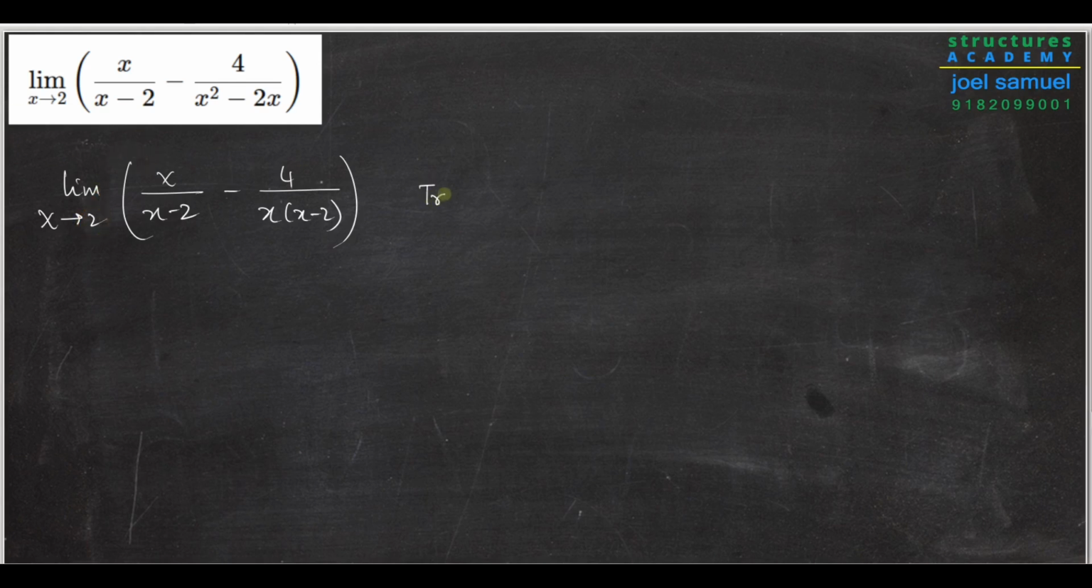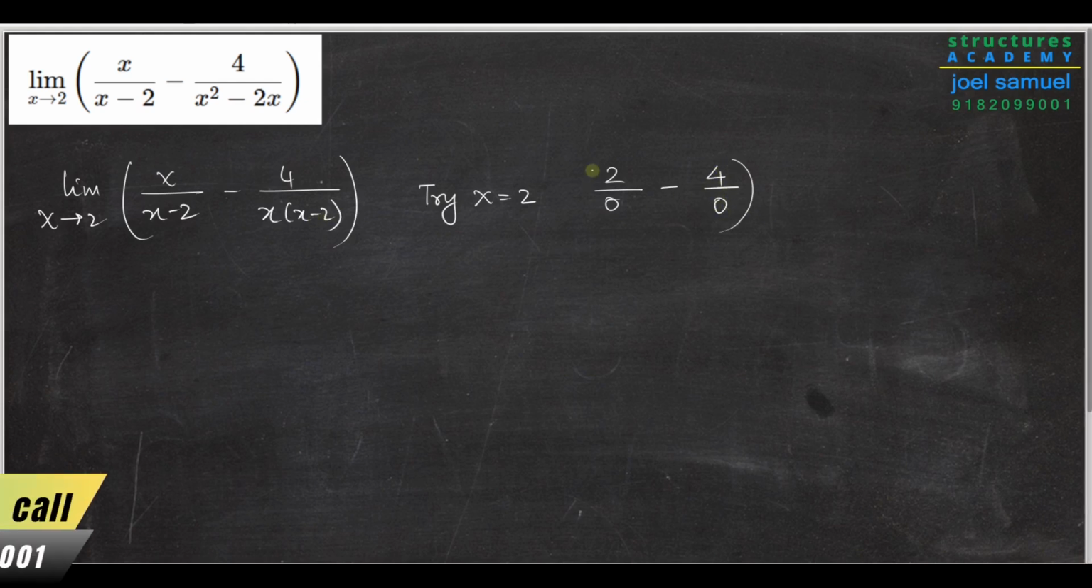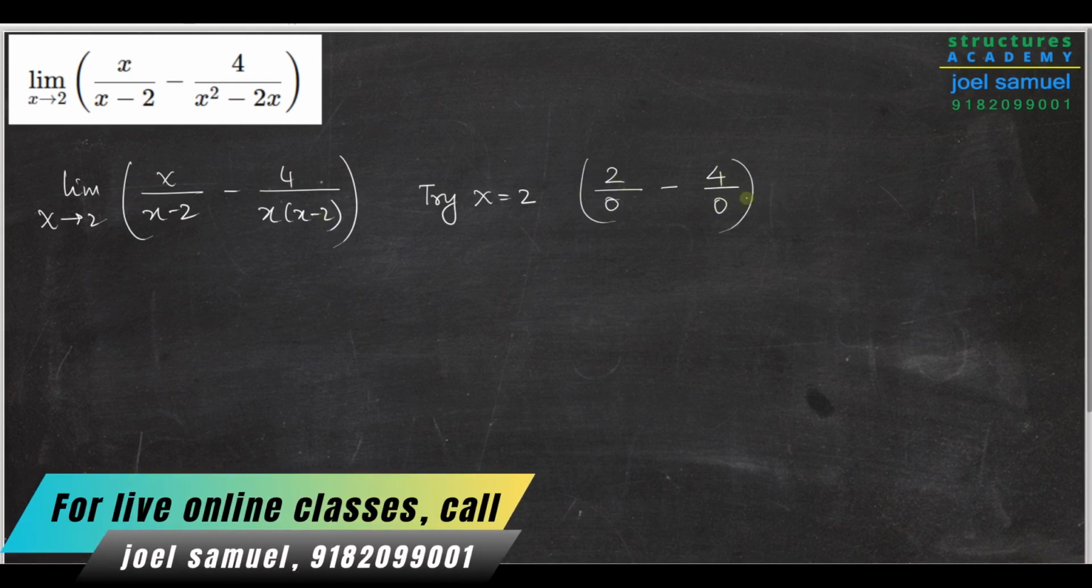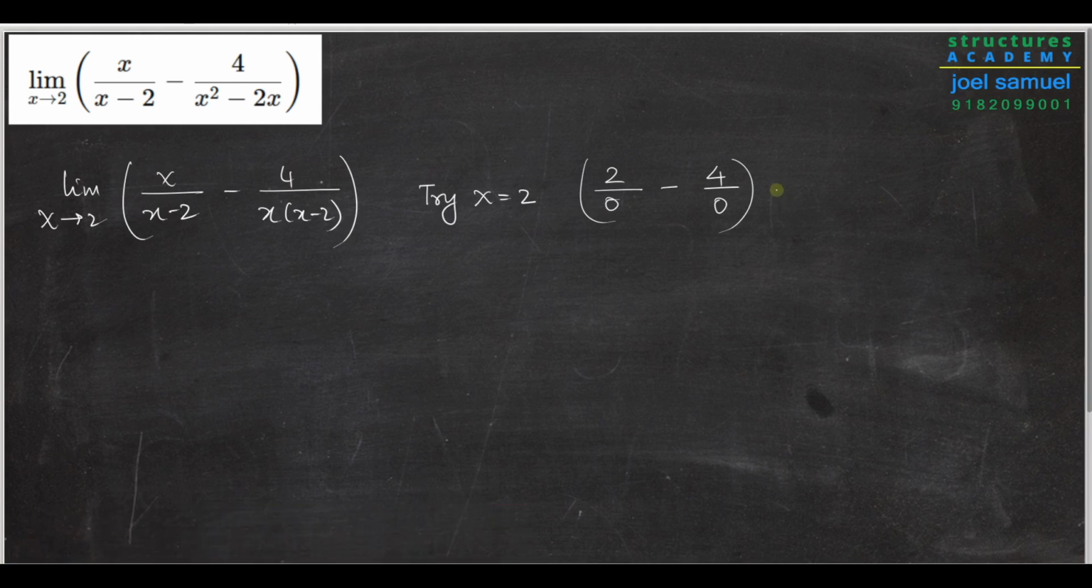So we'll say try x is equal to 2, which gives us 2 by 2 minus 2 is 0, minus 4 by 2 minus 2 again becomes 0. So 2 by 0 is infinity, so is 4 by 0. So therefore we end up with infinity minus infinity, which is indeterminate. And the second thing we note is x minus 2 must be a common factor.